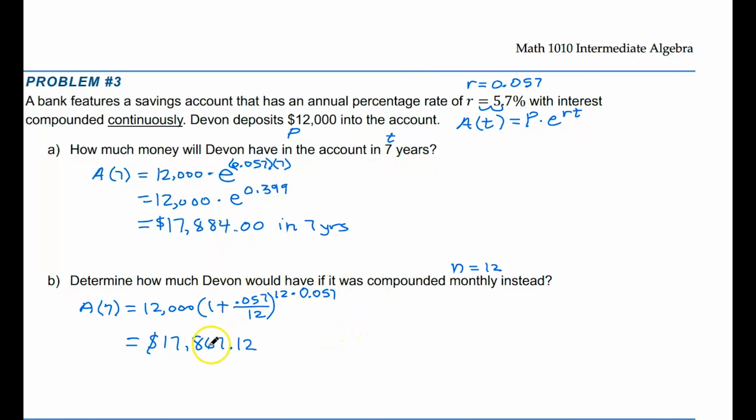But if we look at the amount, 17,884 compared to about 17,867, it really doesn't have that big of a difference between compounding monthly, which is usually what most accounts do, or compounding continuously.